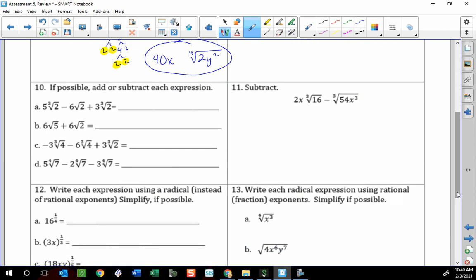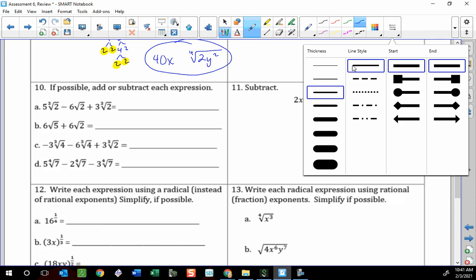Alrighty, so moving on to number 10. In number 10, we're adding and subtracting. Now, adding and subtracting is special. The radicals and what's inside of them, the radicand, have to match. So remember that when you have a radical, this little number right here is called the index. This is called the radical symbol, and then the stuff inside is called the radicand, and then this is the index. So they have to match to be able to add and subtract. Okay, only the index has to match to be able to multiply or divide.